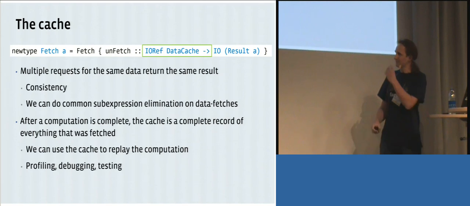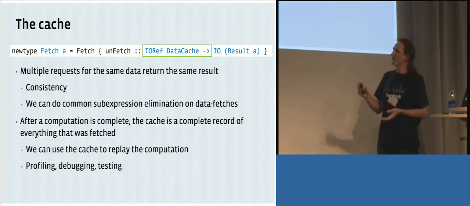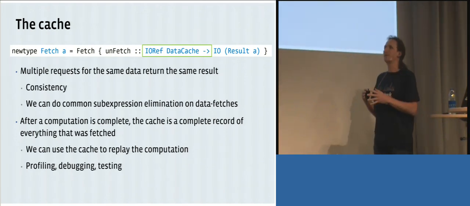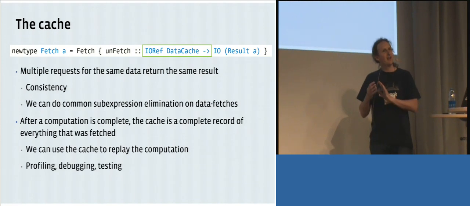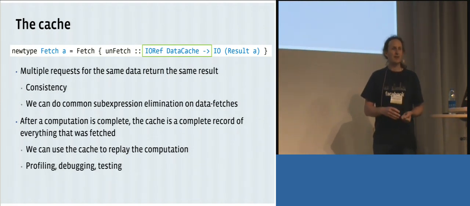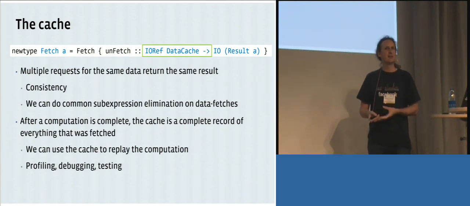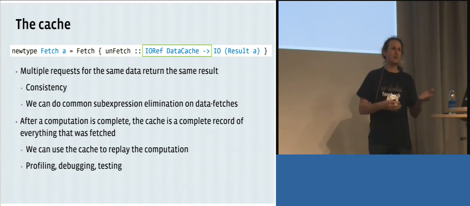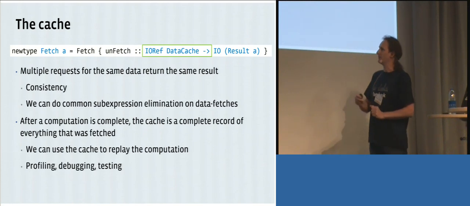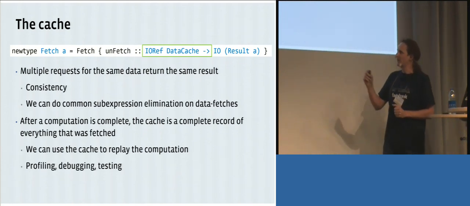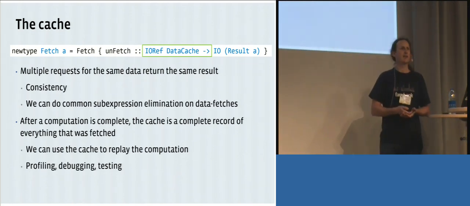Having done this, it gives you a really nice way of replaying computations, because the cache at the end of the computation has collected all of the data that you fetched. So you have a complete record of all the data that was fetched, and you can use that to replay the computation, even though the data might have changed between the time that you originally ran it and the time that you ran it again. So this turned out to be really useful for profiling and debugging and testing.